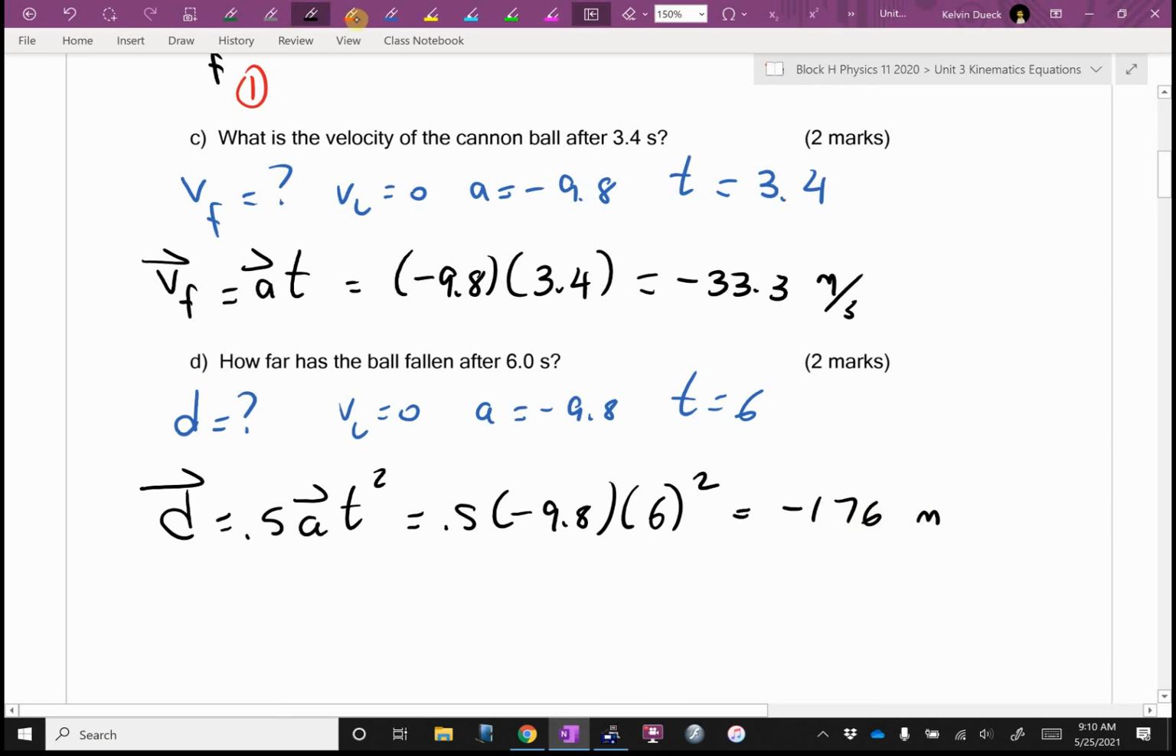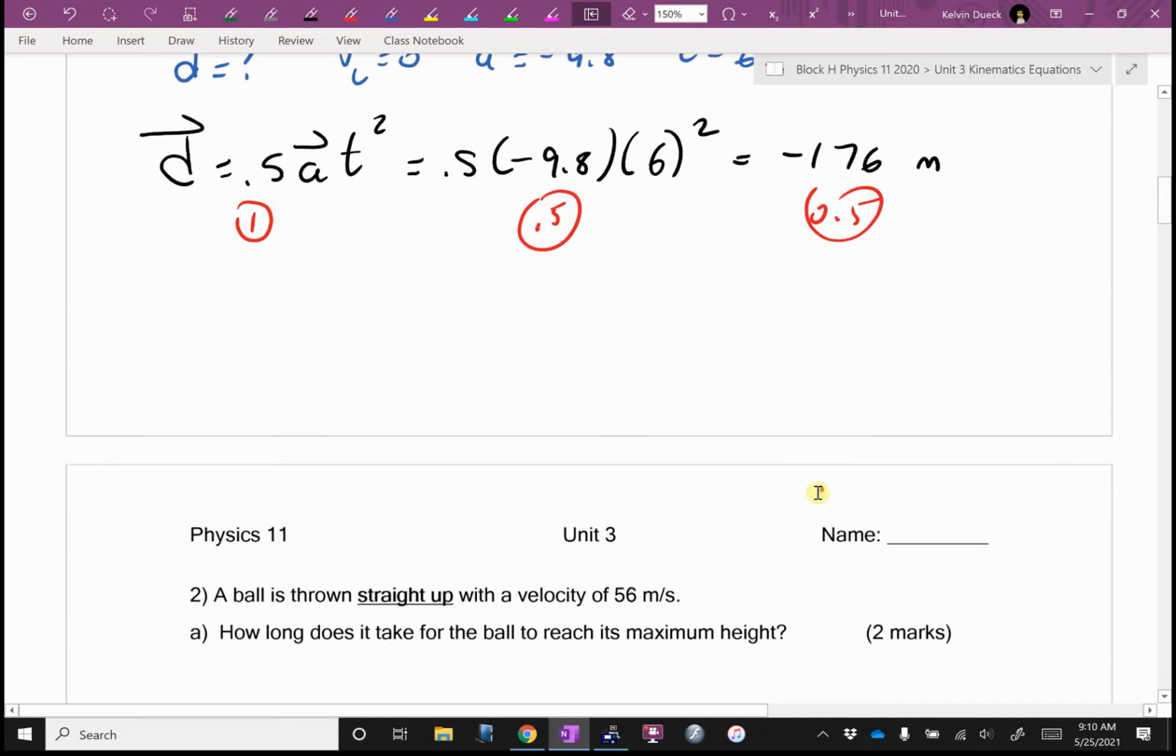Okay. So far, I would say that is pretty plug and chuggish. We didn't even have to rearrange any equations. Now let's dive in even more.